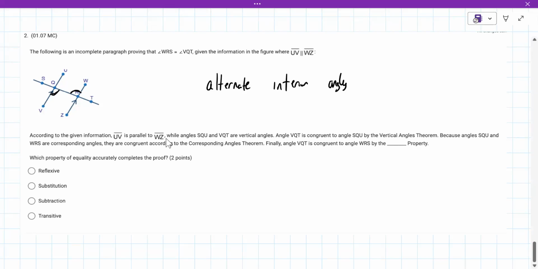All right, so let's just go through this. This is according to the given information, UV is parallel to WZ. So you always start with the given. So you kind of just read it. Okay, there you go. Everything up to there is true. That's great.